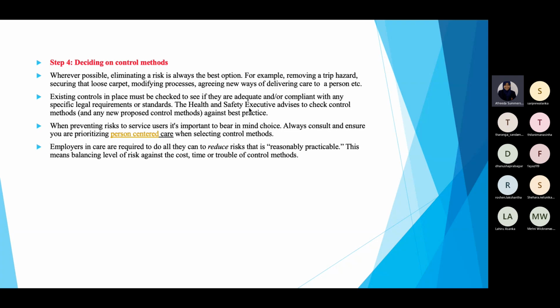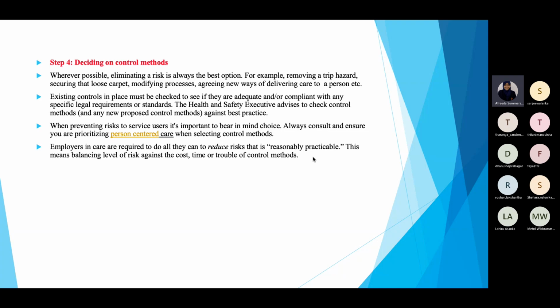Right? And employers in care are required to do all they can to reduce the risk that is reasonably practicable. And this means balancing the level of risk against the cost, time, and trouble of the control method. So these are the things that you need to really be mindful of when you bring in risk assessment. You need to know how much. The lesser the cost, the better. Lower the time, because time is one of the biggest resources, even more than money, because time gone means gone. You cannot bring it back, right? And the trouble of the control method, you need to bring this one, that one.